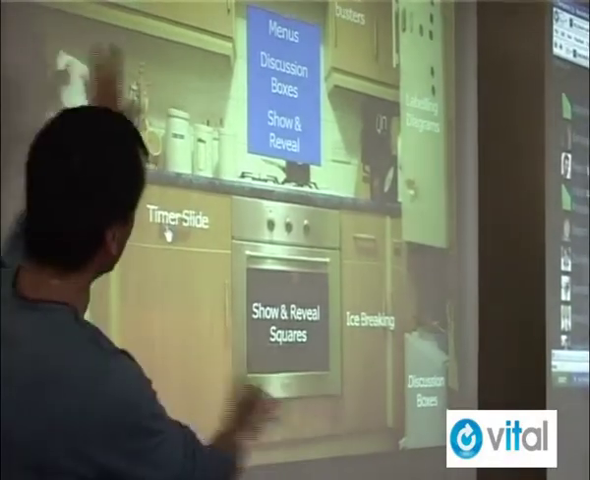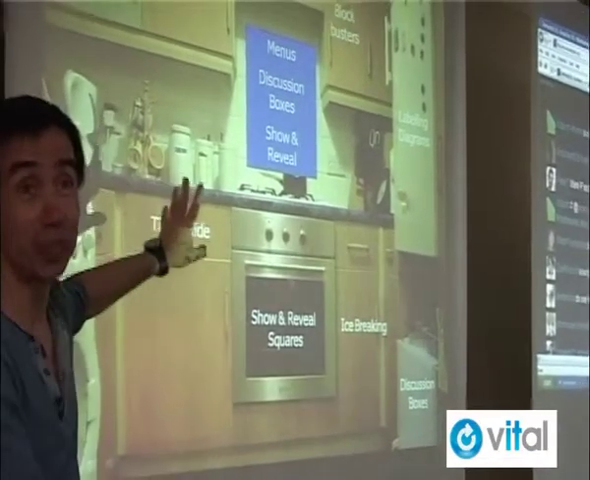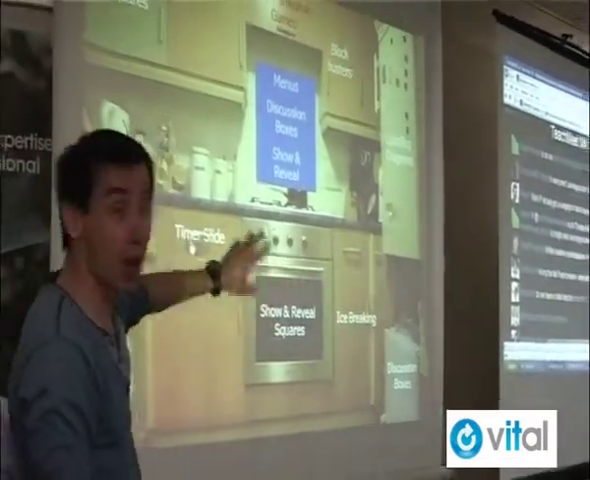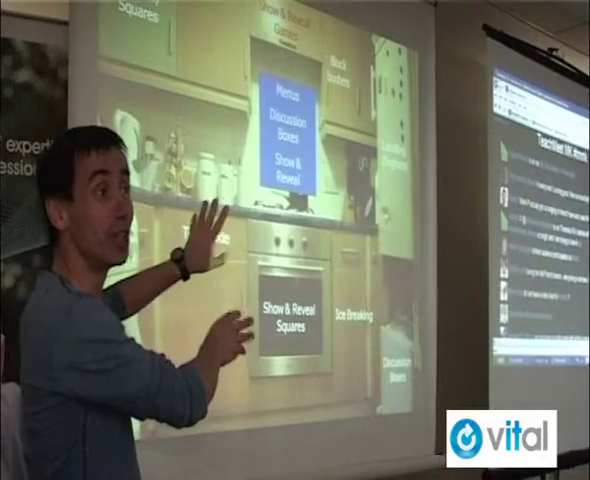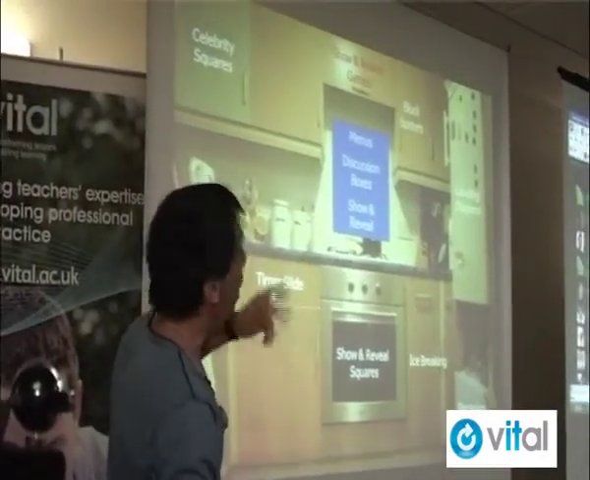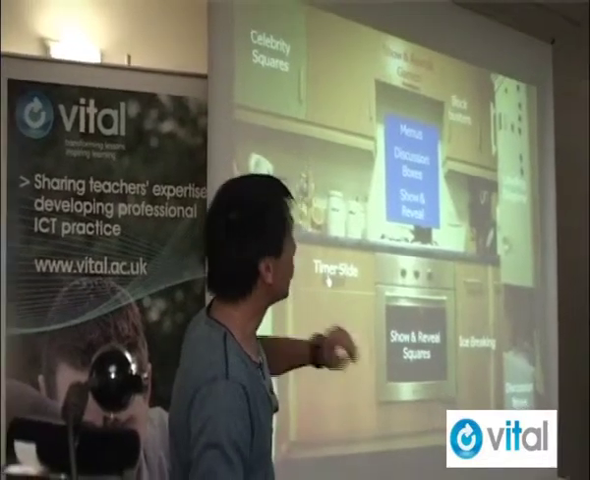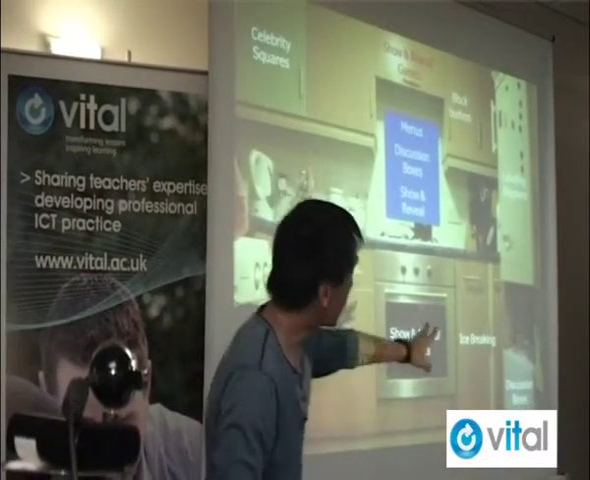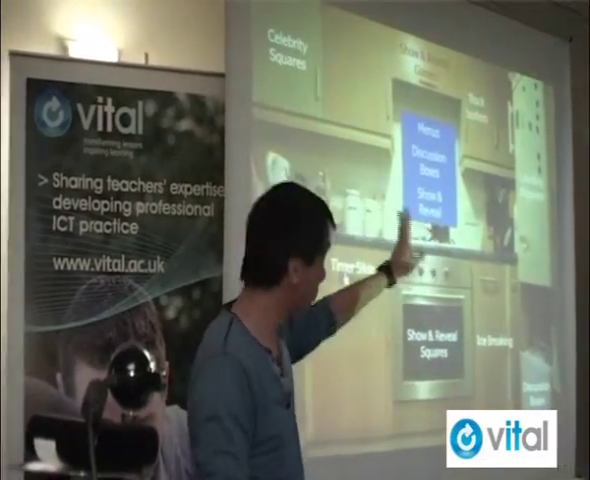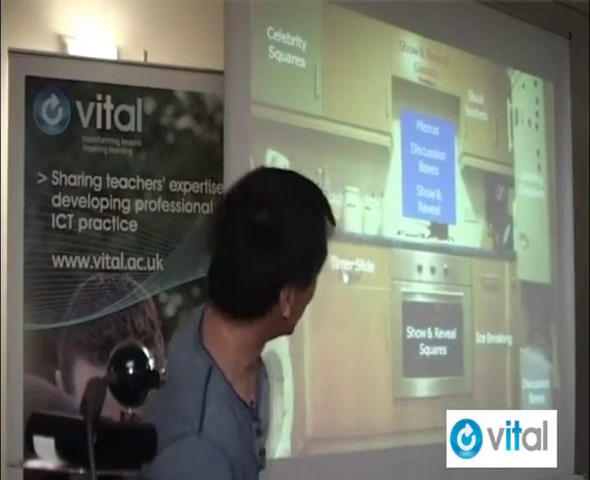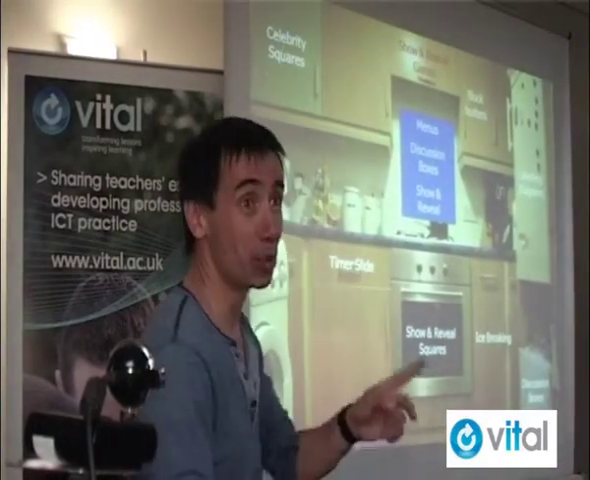So this is a slide, and it's actually got a picture of my kitchen, and all of the topics that I might be choosing to talk about in today's lesson. As a teacher, I might arrive late, my class might arrive late, so I might choose to quickly skip out one of these things like the ice breaking session and move on to something else, which is what I'm going to do now. So I'd really like to look at discussion boxes.